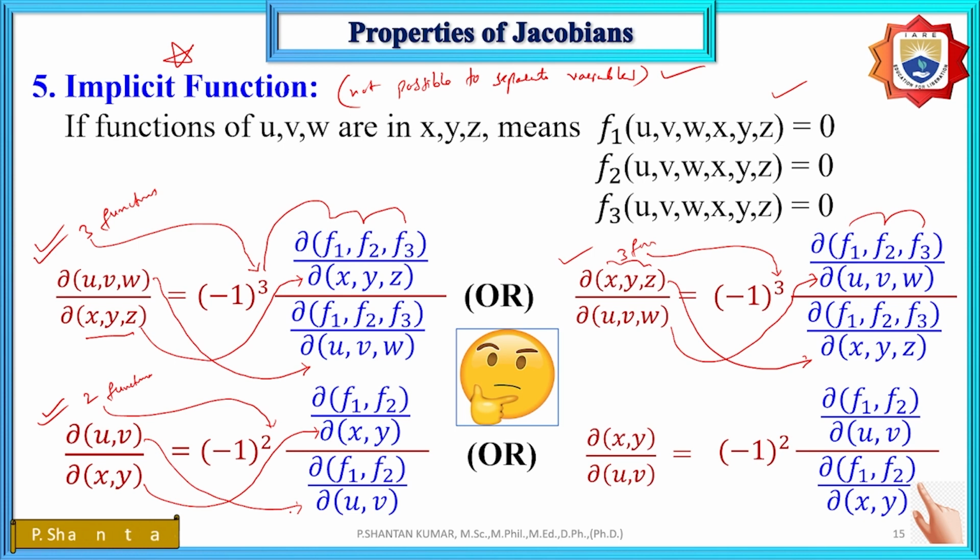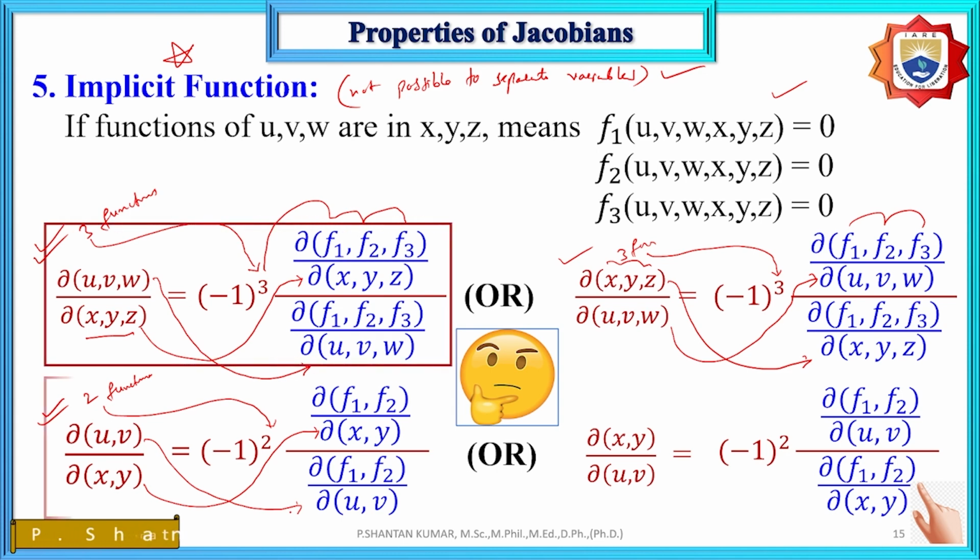These are the important formulas we need to remember under functions of several variables, particularly the Jacobian based upon the implicit formula. We need to remember them like this.